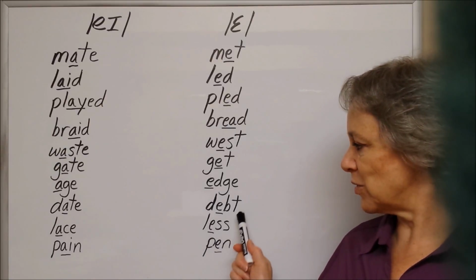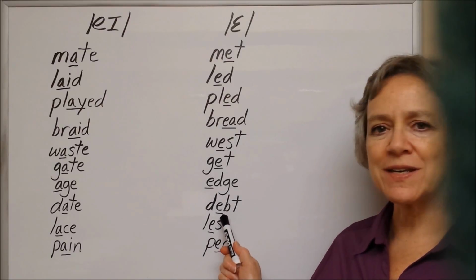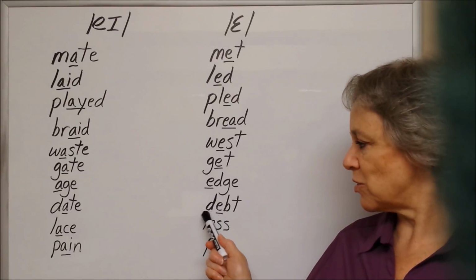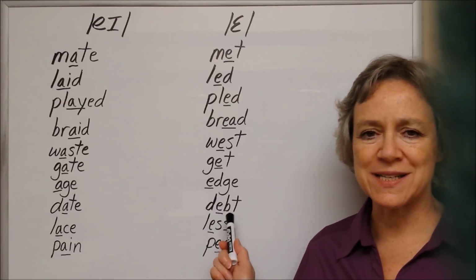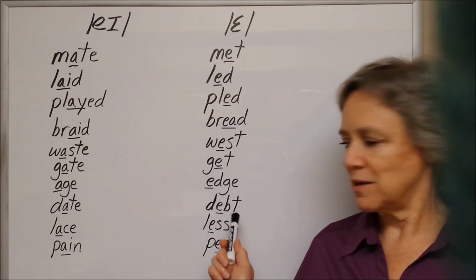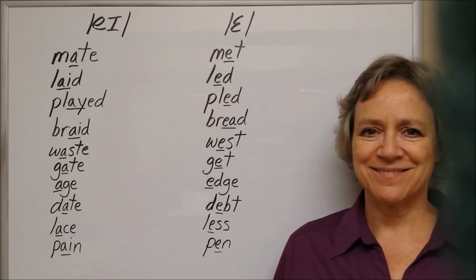And notice that this word here does not have the B pronounced. So we pronounce this as if it were just D-E-T, debt. We don't pronounce that B.